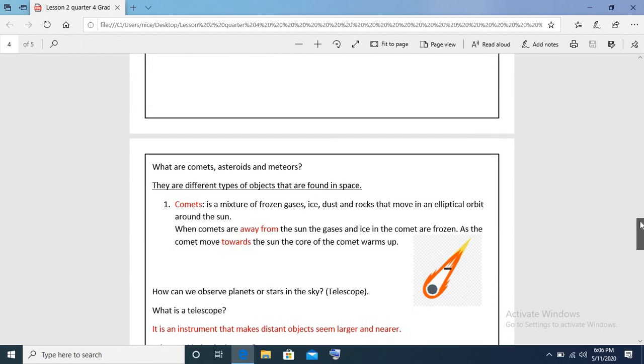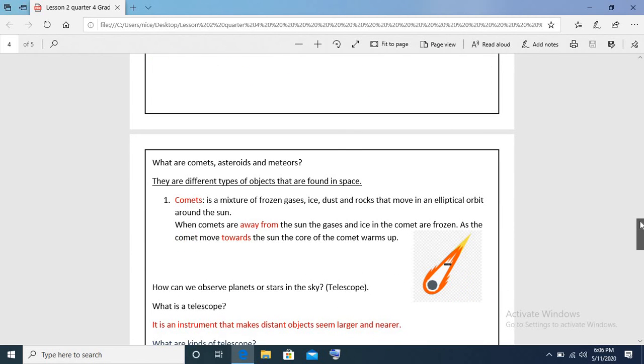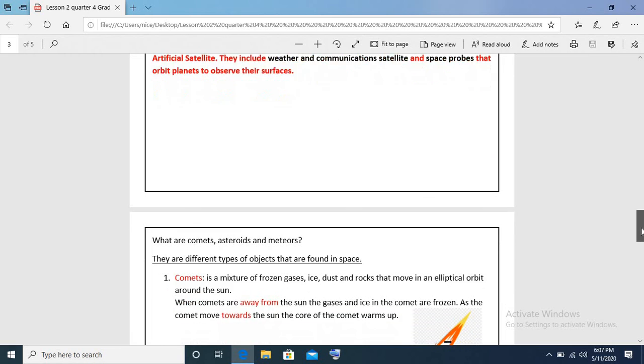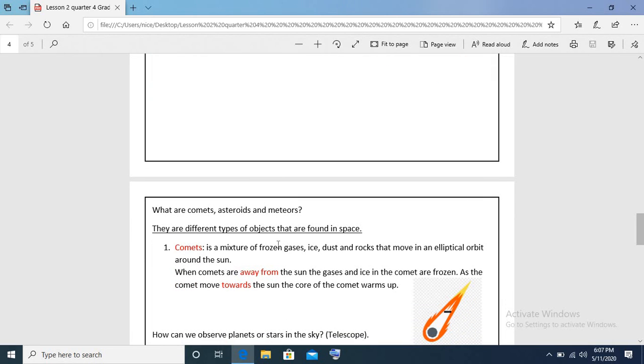Here we're going to talk about what comets, asteroids and meteors are. What is meant by comets, asteroids and meteors? All of these are objects that are found in space. Okay.